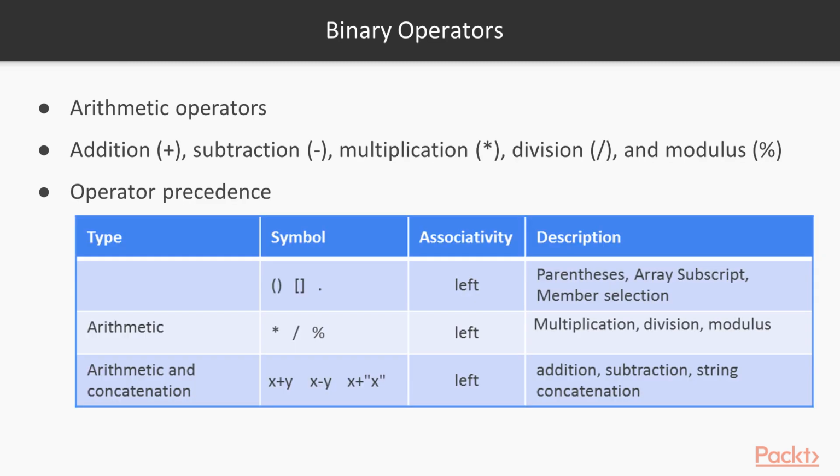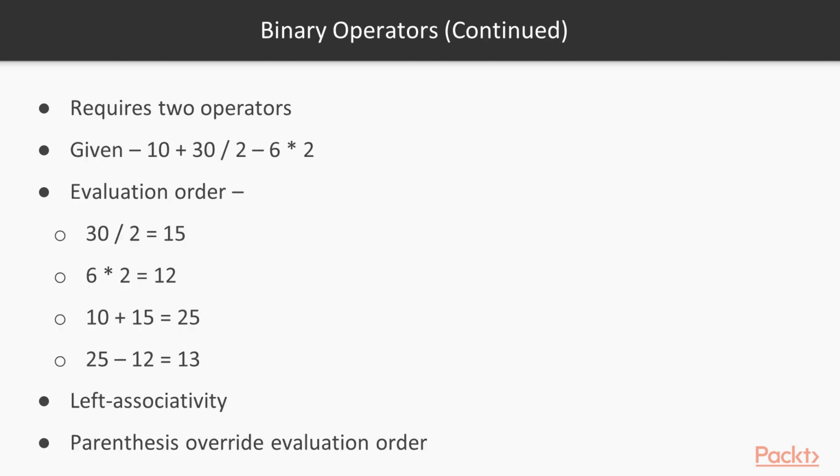Binary operators include arithmetic operators, which are addition, subtraction, multiplication, division, and modulus. You will notice from this table that the operators for multiply, division, and modulus have greater precedence than the addition and subtraction operators. By definition, binary operators require two operands to operate.